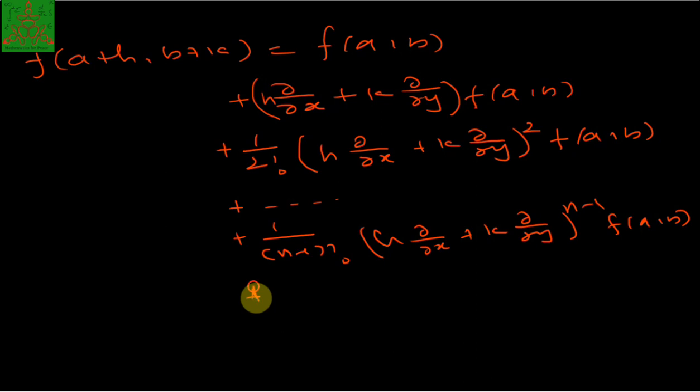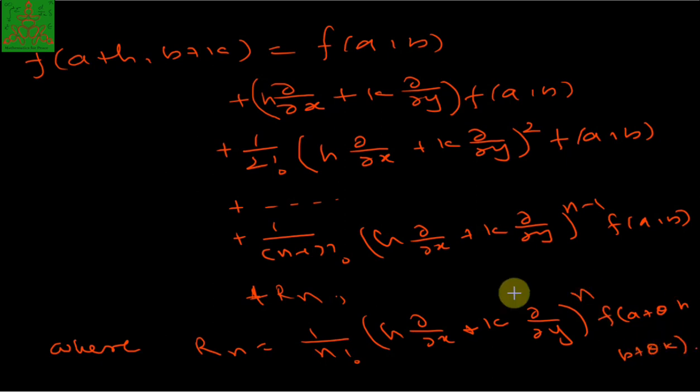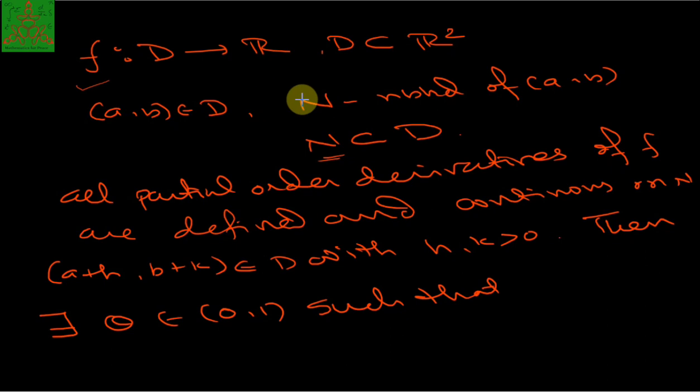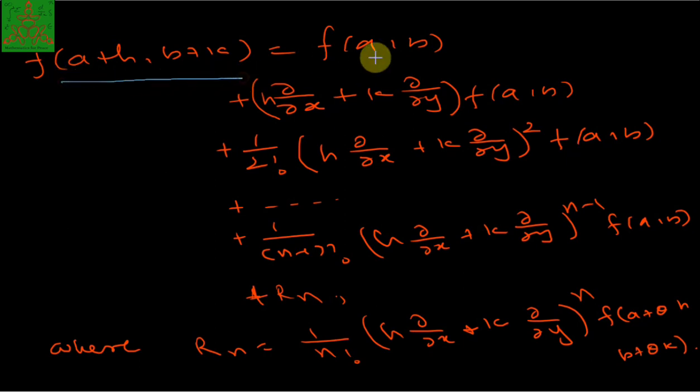plus the remainder term Rn, where this Rn is the remainder term, which is 1 upon n factorial (h del by del x plus k del by del y) power n into f of (a plus theta h, b plus theta k). This is the Taylor's theorem for functions of two variables that we can state. So what is the requirement for the function? All the partial order derivatives of this function are defined over this neighborhood as well as continuous on that neighborhood. Then we can write f of (a plus h, b plus k) in this form. Let us try to prove the statement.